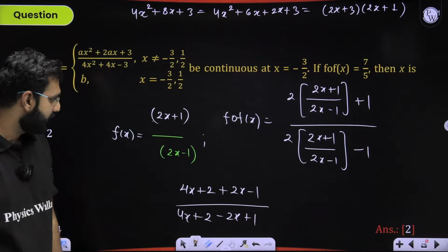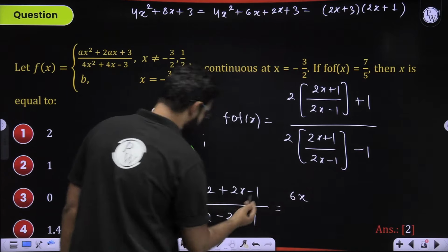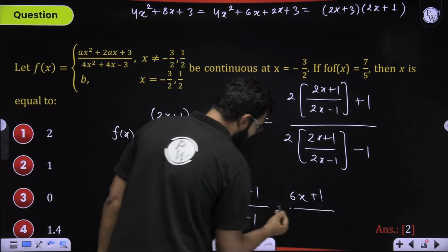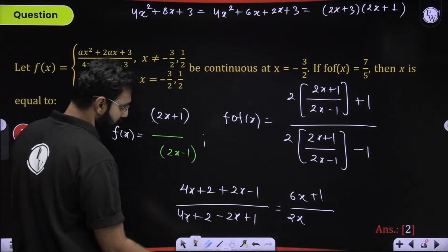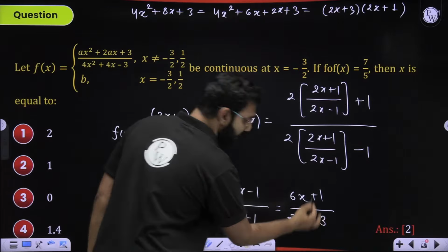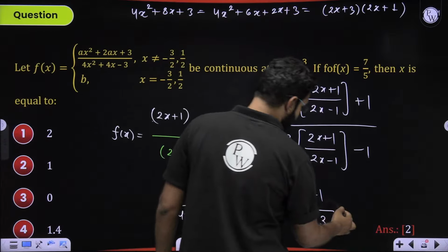So what am I getting? 4x plus 2x, that is how much? That is 6x. 2 minus 1, that is plus 1, divided by 4x minus 2x, that is 2x. And 2 plus 1 is 3. Now this is your f of x. But this value we are told to be given as 7 by 5.